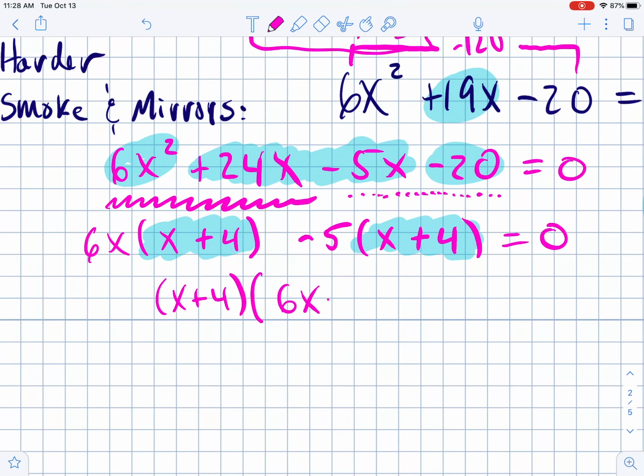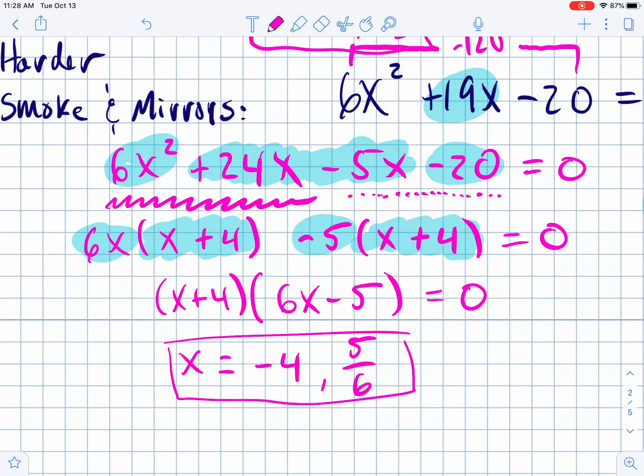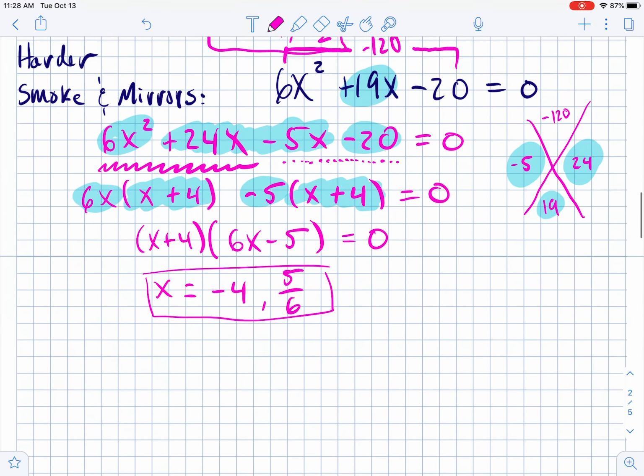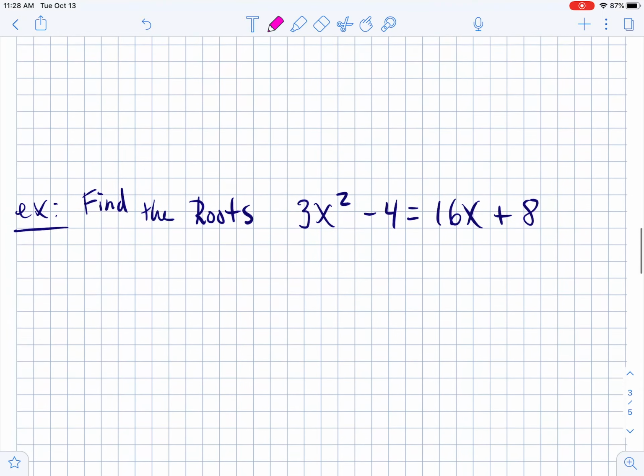So if you pull the x plus 4 out, you're left with a 6x minus 5, which came from here and here. The whole thing is still equal to 0. Then you can ZPP, get negative 4 and 5/6. Do not turn that 5/6 into a decimal. Keep it as a perfect fraction.